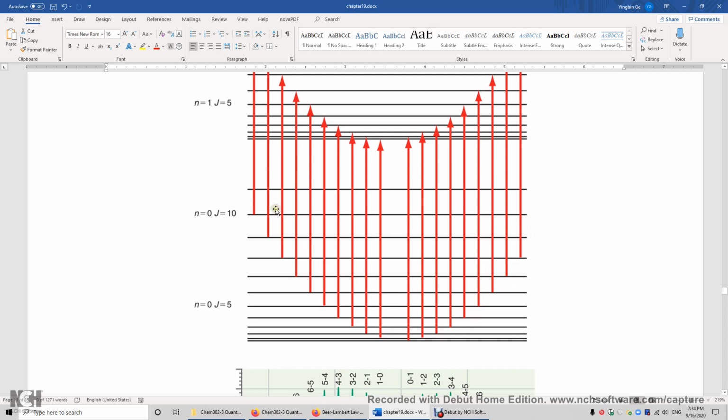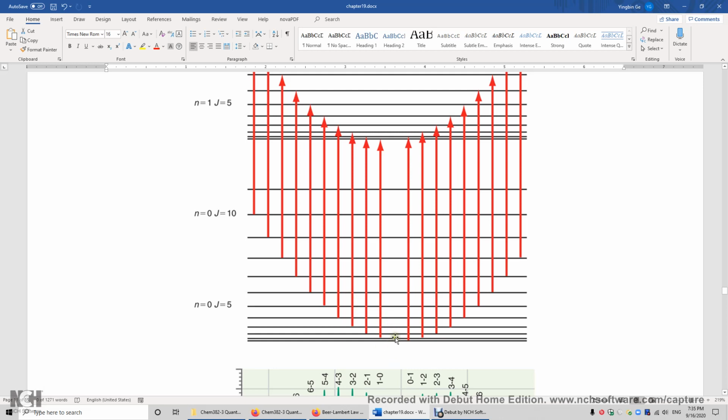And now let's look at this side. Look at the initial value of J. It's 1, so it's going from 1 to 0. And over here, the initial value of J is 2: 2 to 1, 3 to 2, 4 to 3. So on this side, the value of J decreases by 1. This is the so-called P branch. So R branch, P branch. What's in the middle? P, Q, R. In the middle, there's an invisible Q branch.